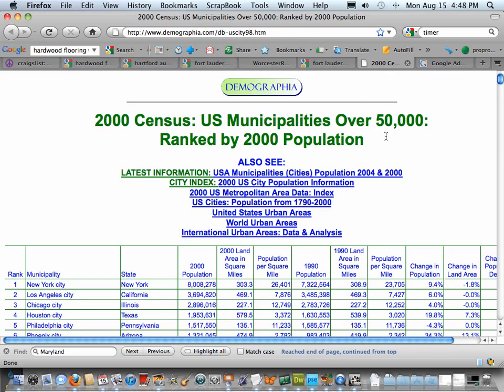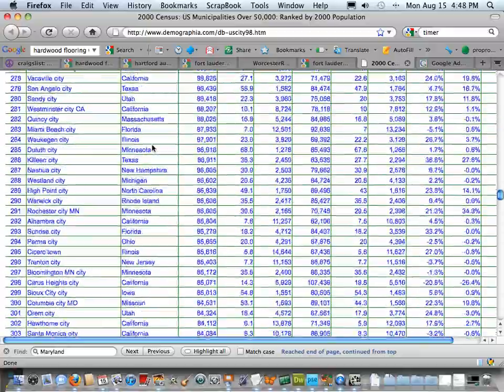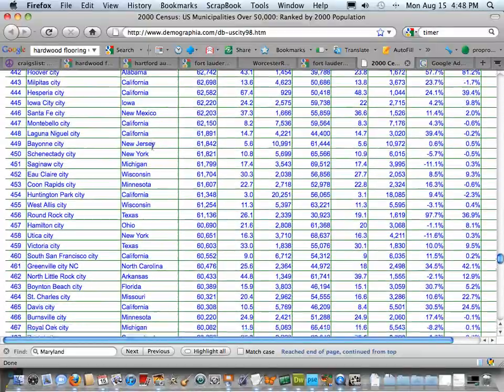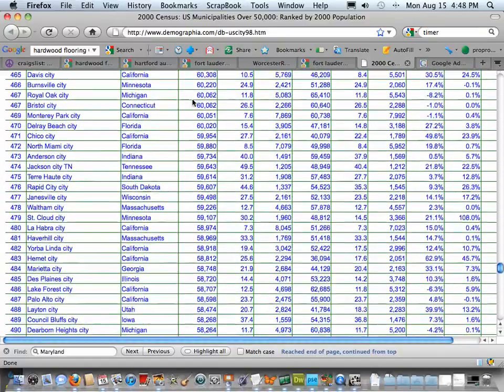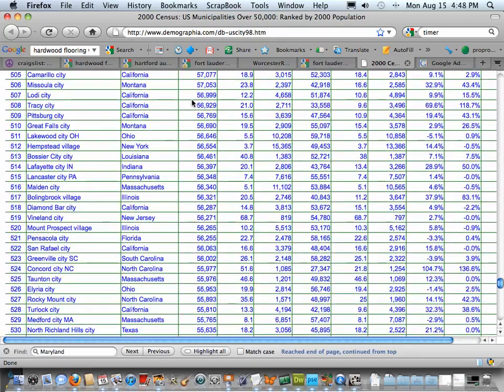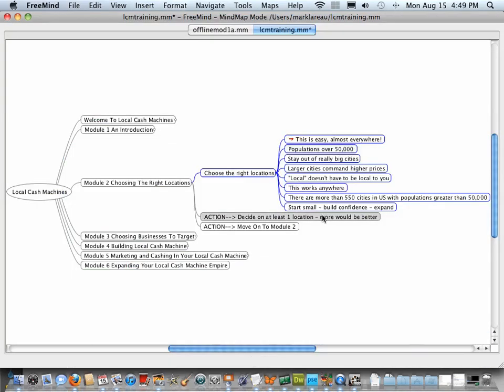demographia.com/db/US City 98.html. I'll give you the link to this, but what this does is list every city in the United States that has a population of greater than 50,000. As you can see, every single one of these cities is a potential target because every single one is generally large enough to support multiple businesses per category. We'll talk about that more when we go to Module 3, which we're going to run right together with Module 2 because they work together so much.